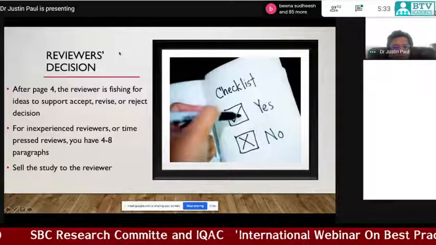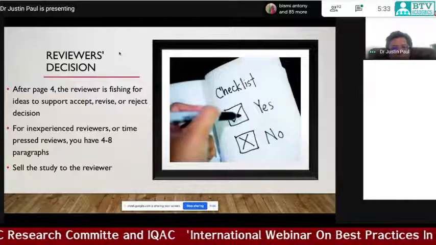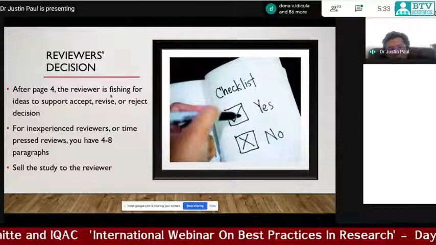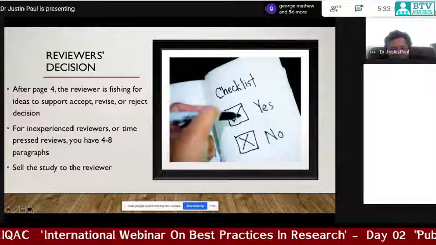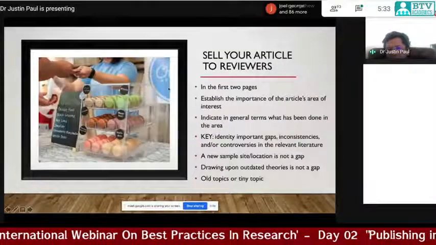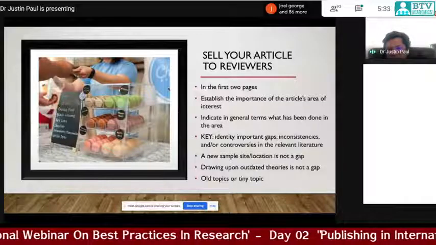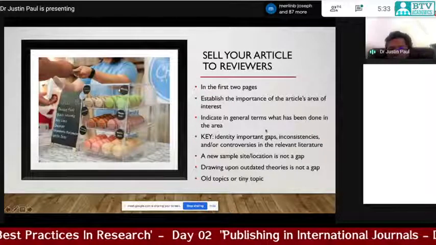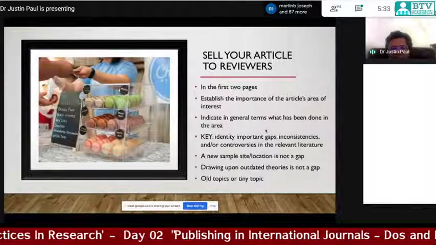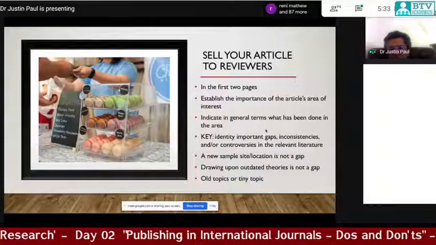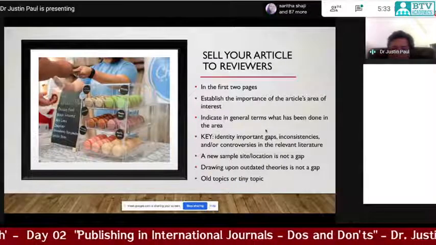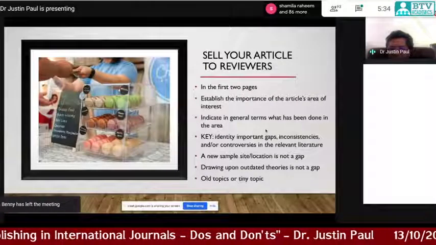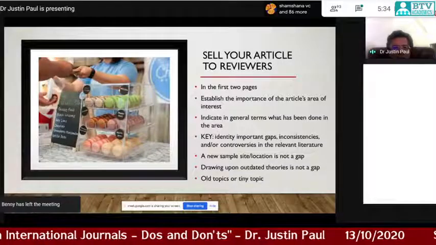Reviewers' decision. Sometimes your paper will go to an experienced reviewer, sometimes to an inexperienced reviewer. You also have to try to ensure that you sell your study to the reviewer. It's important. Establish the importance of your article in the introduction itself. Your introduction is very critical. You have to identify research gaps and say that no one has done this study, that this is a pioneering study, and the first attempt to do this. You have to present it that way. You should have updated, relatively new theories, not outdated ones, and you should present it as a new study.